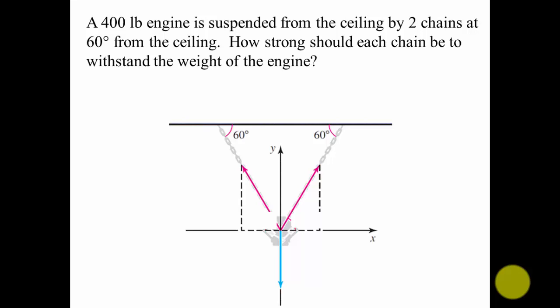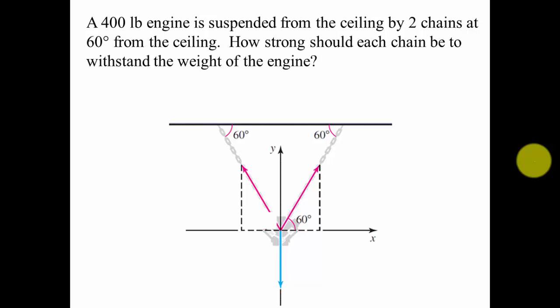A 400-pound engine is suspended from the ceiling by two chains at 60 degrees from the ceiling. How strong should each chain be to withstand the weight of the engine? So here we have a diagram so we can see what's going on, and they make this angle of 60 degrees with the ceiling. Now, because we have parallel lines drawn here and this transversal, alternating interior angles are equal, so this angle is 60 degrees as well.